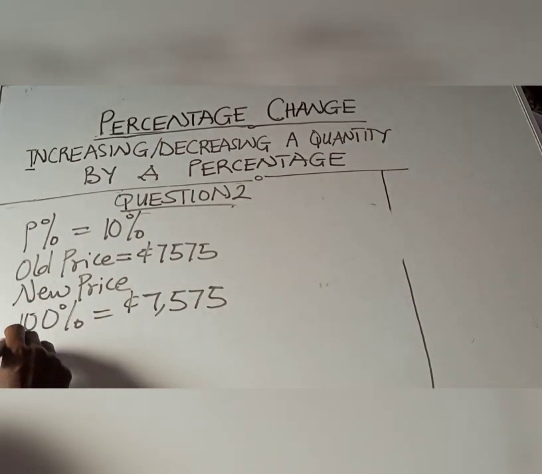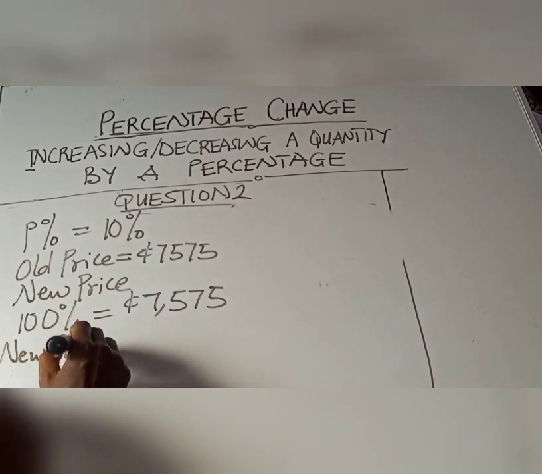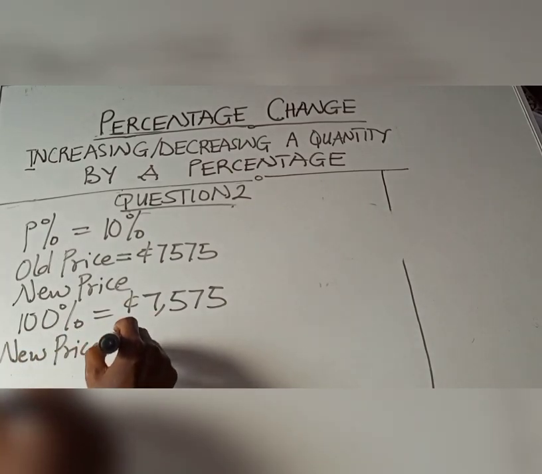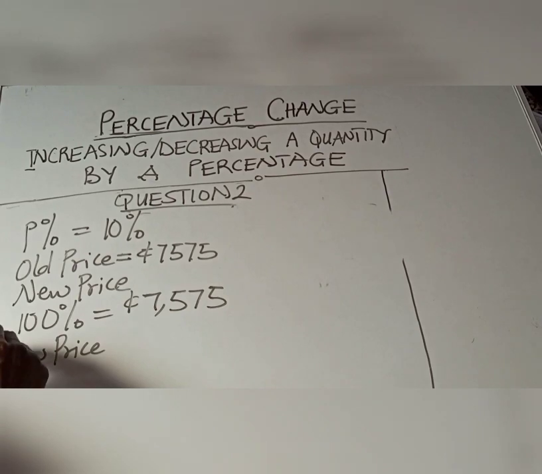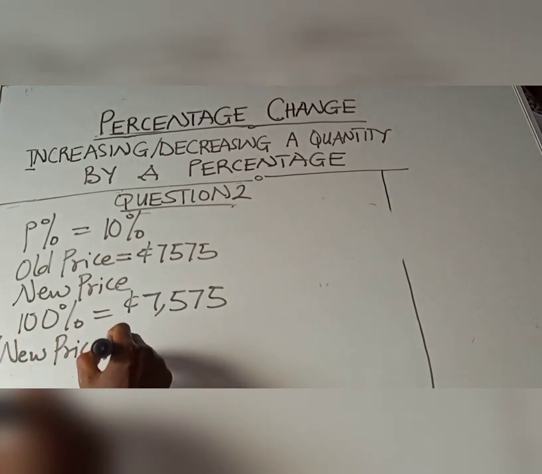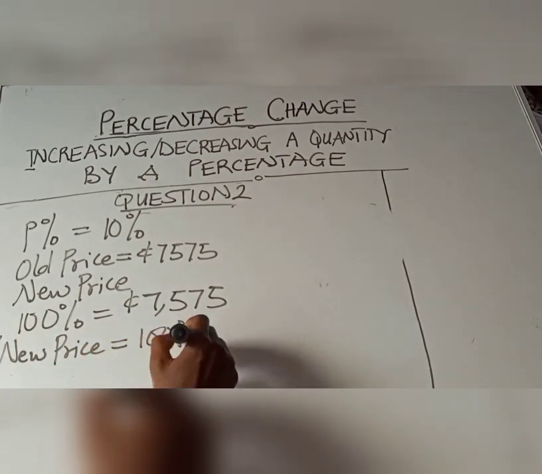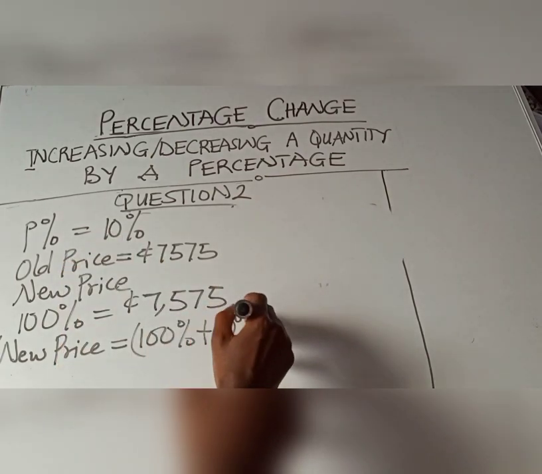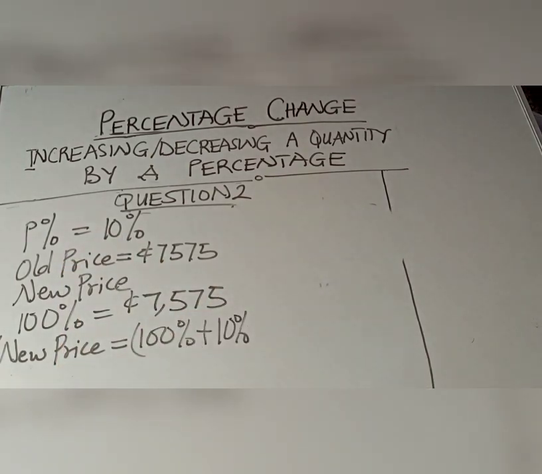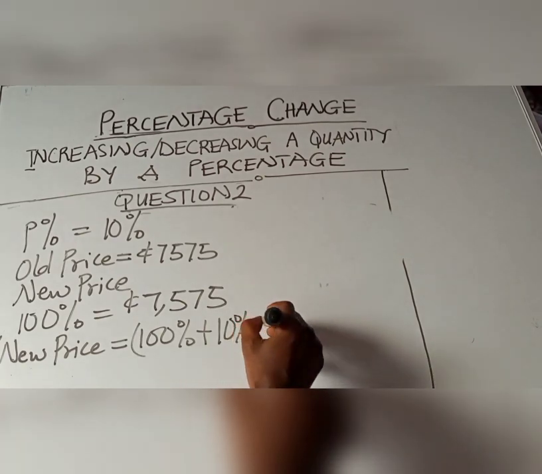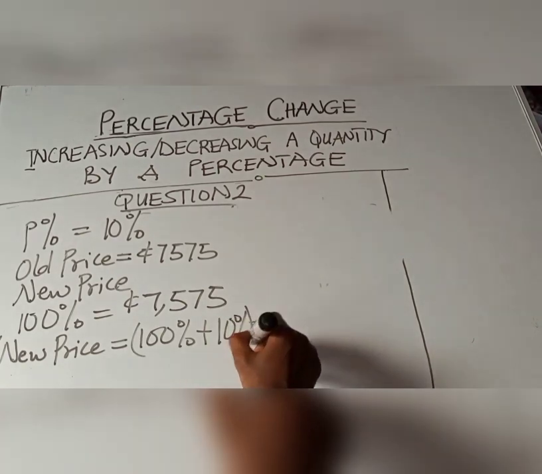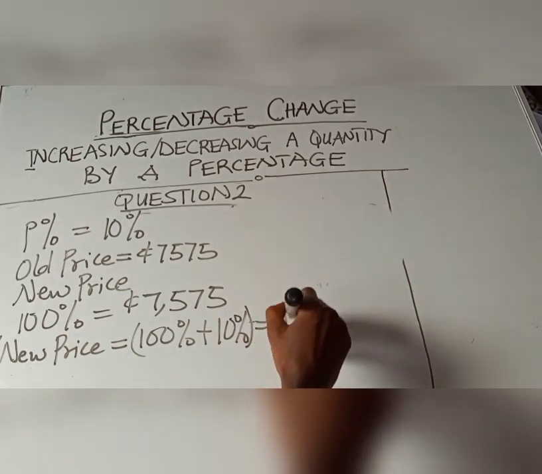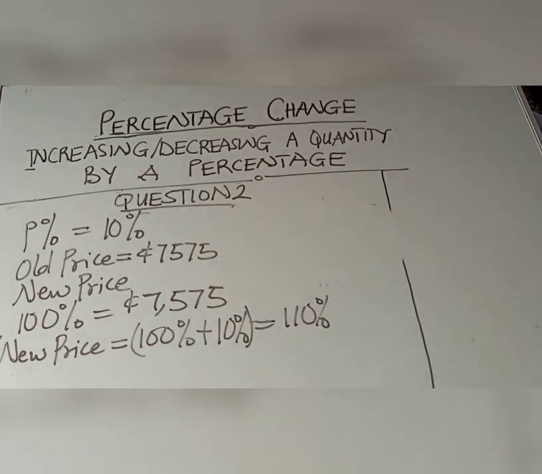Then for the new price, we are going to have a percentage of the new price. We shall have 100% plus the 10% it was increased by, since an increase has to do with an addition. Good. Which gives us 110%.